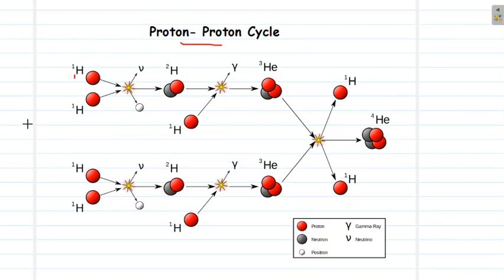So if you look at the upper part, you can see here initially we have two protons, and two protons combine together to form a deuterium 1H2, and this 1H2 will be combining with another proton to form 2He3. So as you can see, 2He3 is the product that we get.